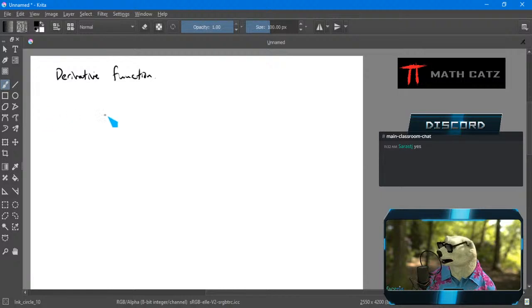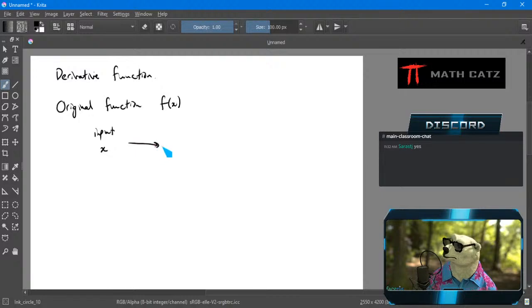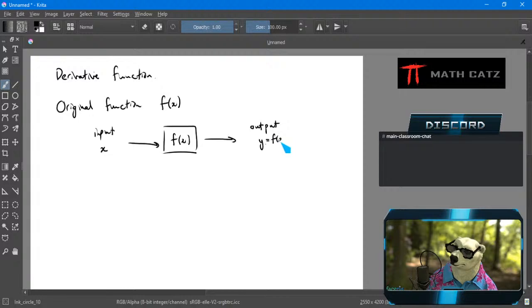So we have the original function. Let's call it f of x, for example. Now that function has input, x values, that I feed into whatever the function does. I don't know the specifics. And then we have our output y value. Now y equals f of x, let's say.